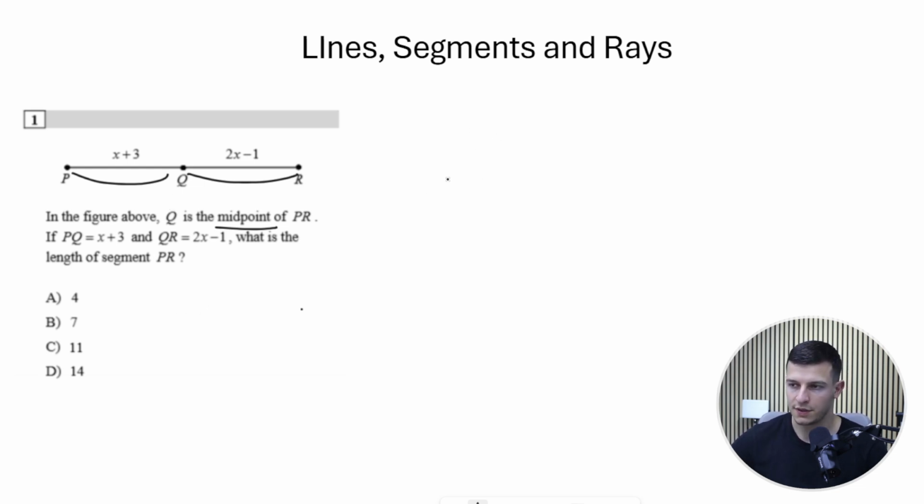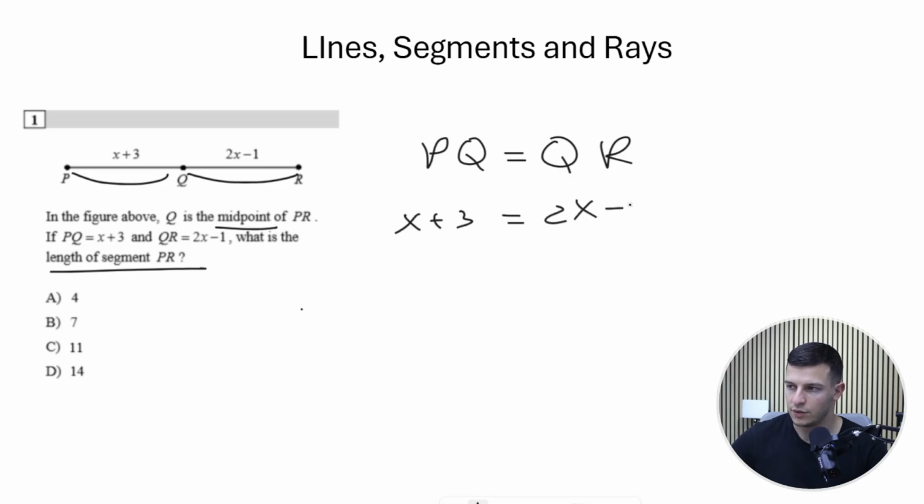If PQ is equal to x plus 3 and QR is equal to 2x minus 1, what is the line segment PR? So we're interested in the whole thing. Like we said, because of the midpoint, we know that PQ is supposed to be equal to QR, which means x plus 3 is equal to 2x minus 1. Now we can move things around a little bit. Bring the 2x to the left, that's going to be negative x. Move the numbers to one side, negative 1 minus 3, which is negative 4. Multiply both sides by negative 1. X is going to be 4.